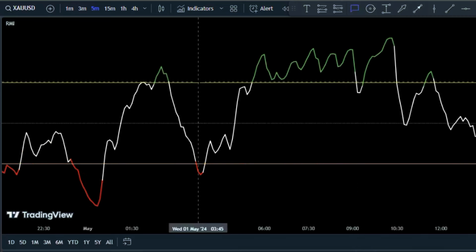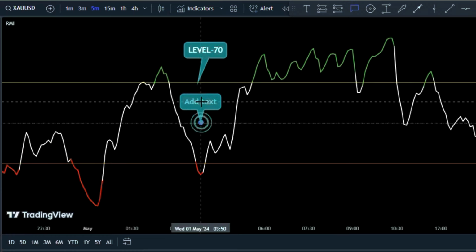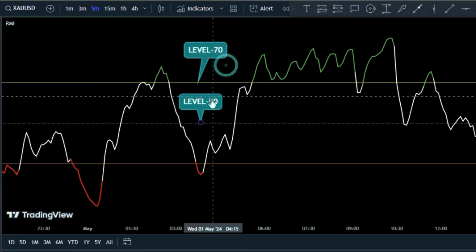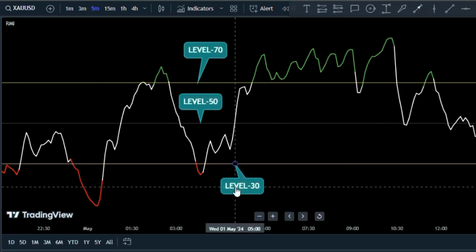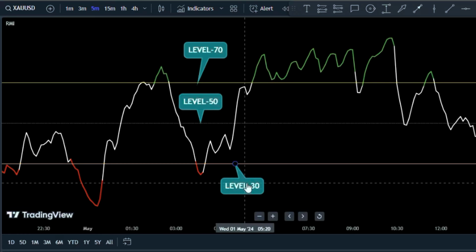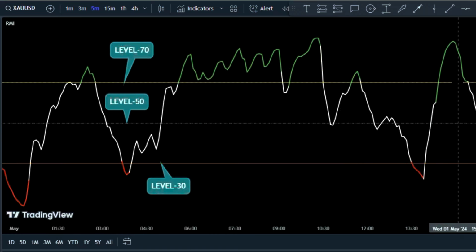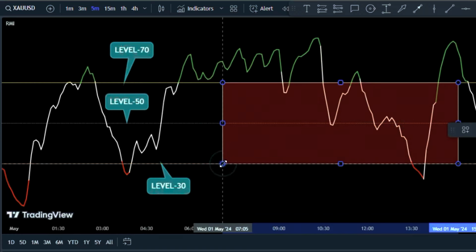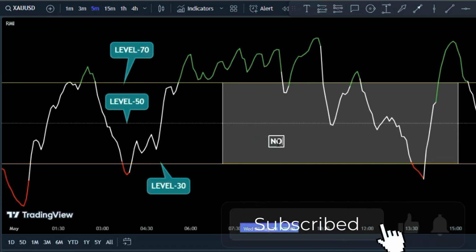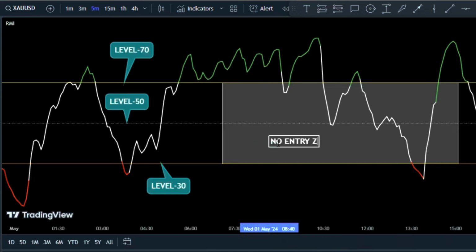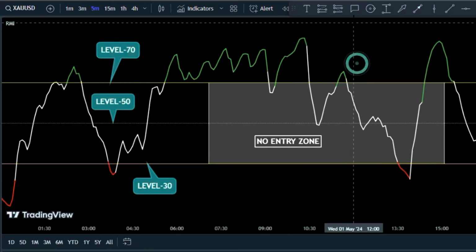The relative momentum index has 3 crucial levels to help you gauge market momentum: level 70, level 50, and level 30. Understanding these levels will allow you to make better trading decisions. Here's how to interpret these levels. When the RMI line is white and fluctuates between level 30 and level 70, it indicates a low momentum market, meaning there's not enough power for a significant price movement. It's better to avoid trading during these times.